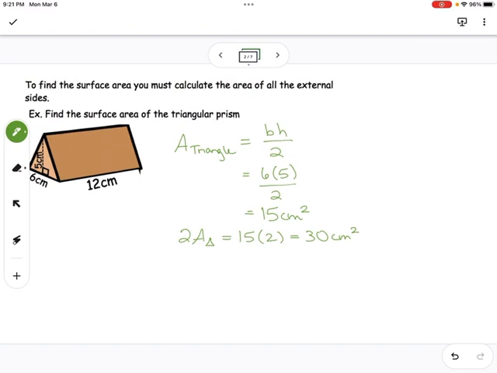Okay. The base of the triangular prism, we have a rectangle that is 6 by 12. So the area of the base is length times width, and that's 6 times 12. And we get 72 centimeters squared. Now focusing on the 2 rectangular sides, we know the length is 12, but we don't know the width of the rectangle. So we're going to need to find that.